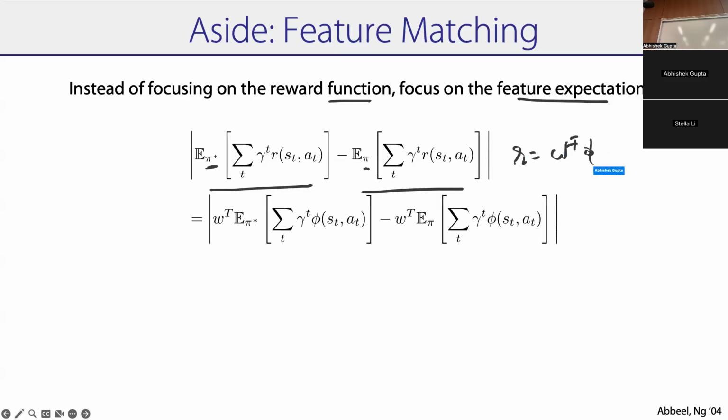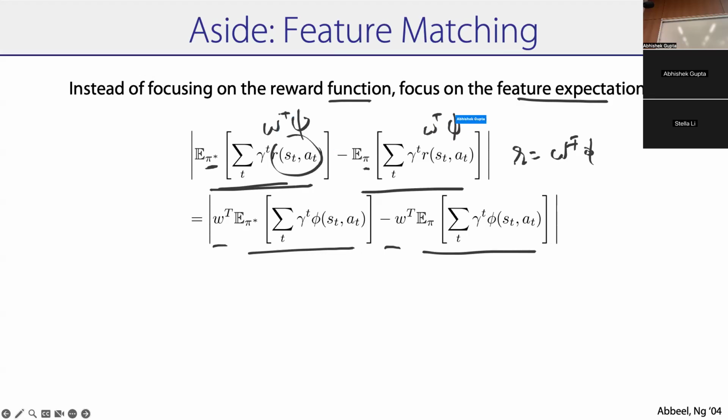W transpose phi. So then we can substitute in R as linear into here, right? And so you can get this again. This is the same derivation we did earlier. So we can show that R's value is equal to W transpose of expected features minus W transpose of expected features. Right? The same logic we did earlier. We just stuck in R as W transpose phi.